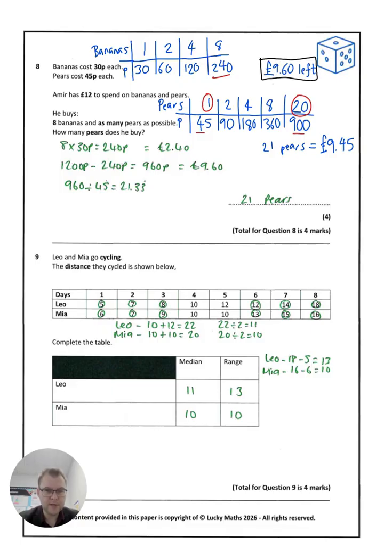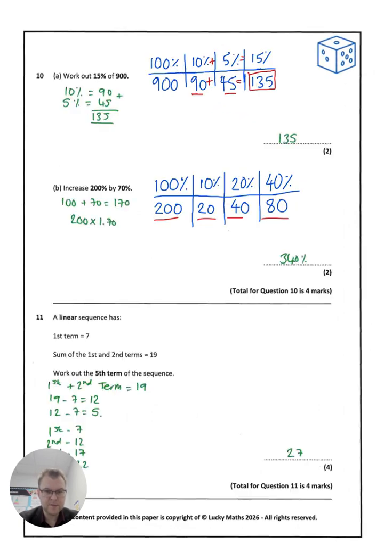Question 9, of course, is using this table to then work out the averages. So nothing for that one. Percentages, however, the ratio table is great to show the breakdown from 100% down to 10%, which can be halved to get you 5%. 10% and 5% therefore make 15%. So it's going to be 90 and 45, 135 for part A.